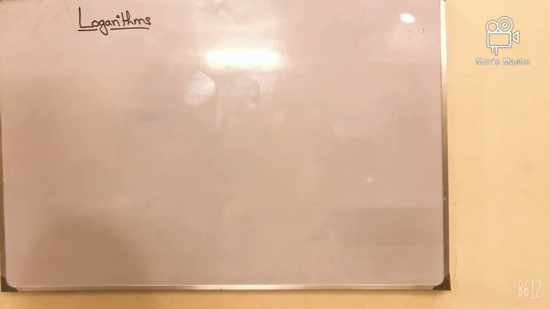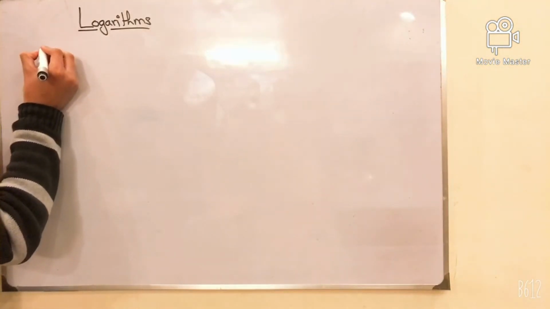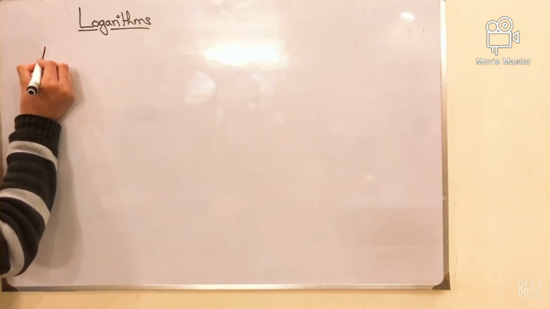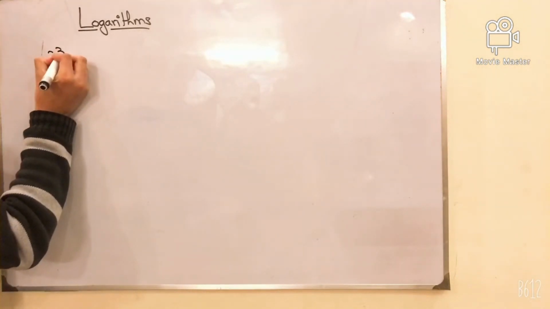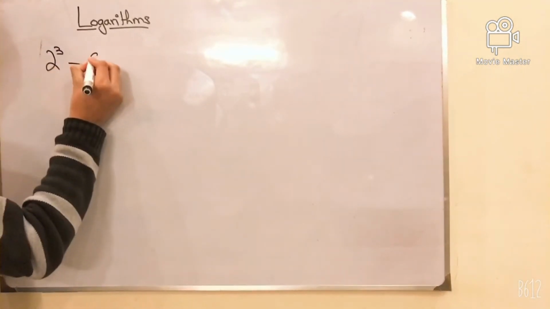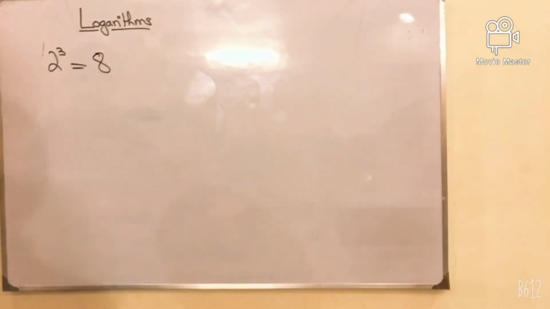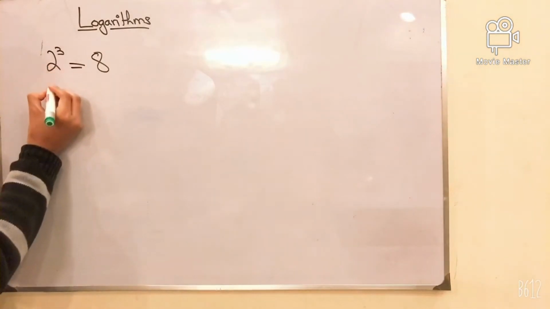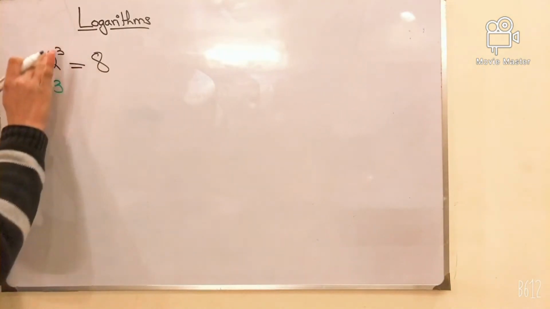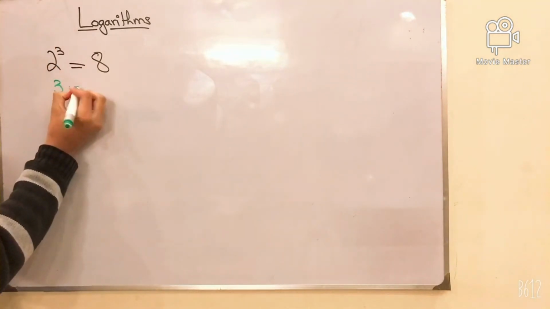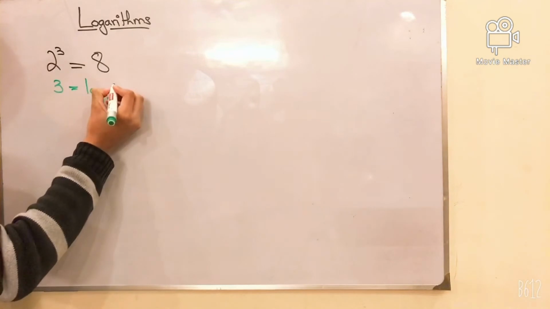Now let me give you an example to make things clear. Let's say we have 2 to the power of 3. This is equal to 8. Now let's write this in the log form. So this will be written as 3. The power will become the subject of formula, and we will write this as log to the base 2 of 8.